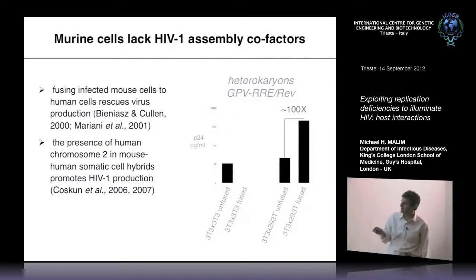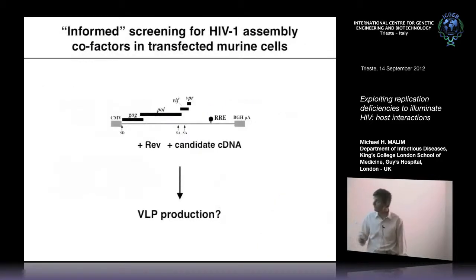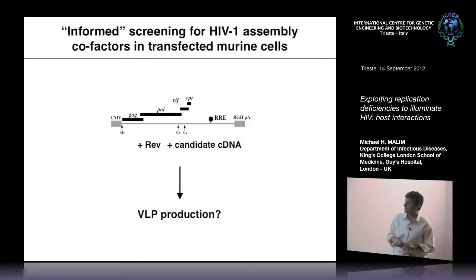Interestingly, and a very important point, and this is work from Richard Sutton's group, it turns out the only part of the human genome you need is chromosome 2. So if you look at mouse-human somatic cell hybrids, as long as you've got human chromosome 2 in the rodent cells, you also get very good assembly. So at that time, we thought we would use this mouse system as a way of screening for factors that could promote virus assembly. So the assay is very simple.